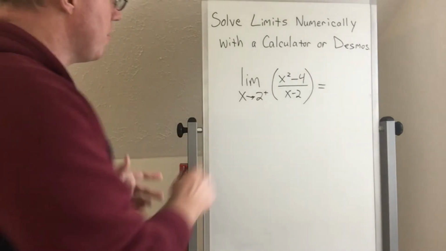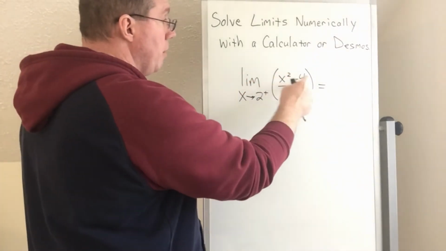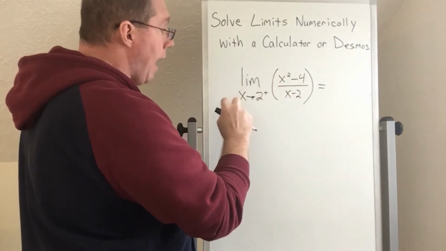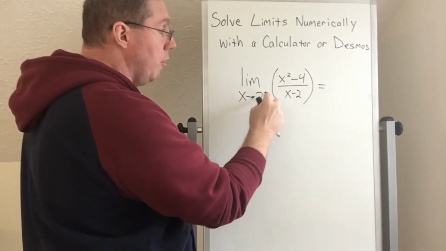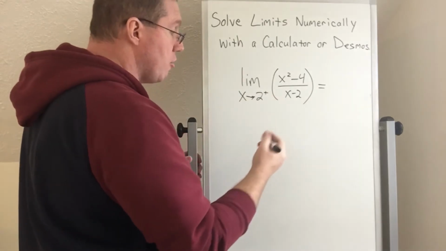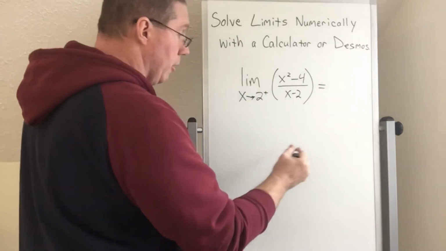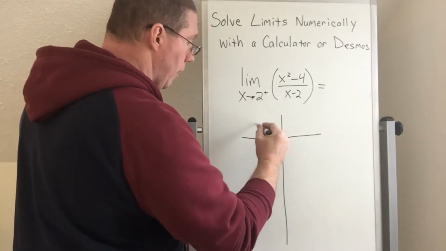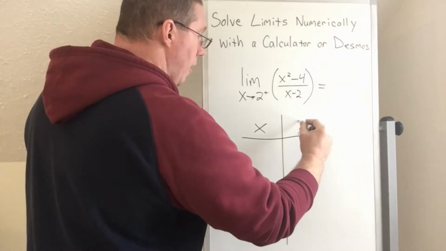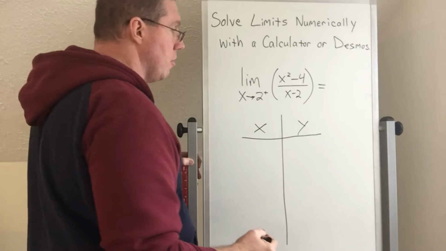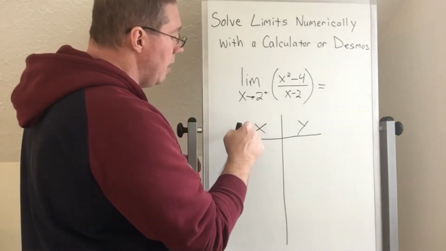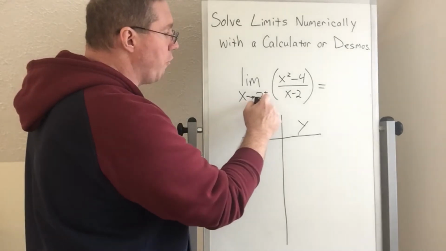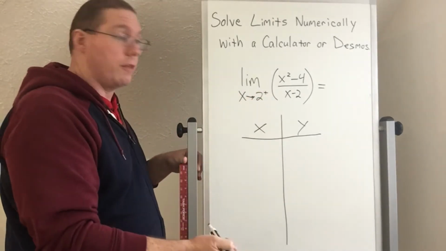So to solve this limit, we have the limit of x squared minus 4 over x minus 2 as x approaches 2 from the right, okay? In order to solve this numerically, we want to create a table of values. We're going to have our x's, and then our output values, which is our y values. Now we need to put maybe 3 values here that are approaching 2 from the right. That means that they are larger than 2.